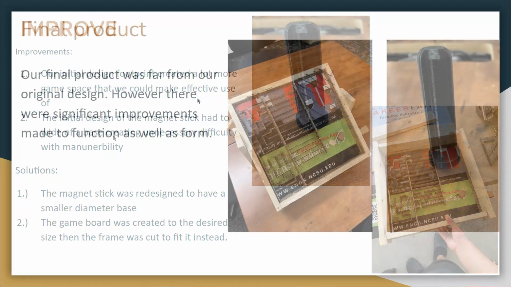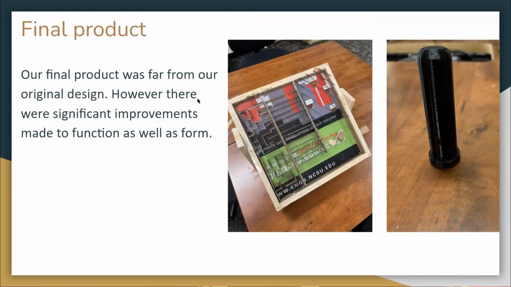So yeah. So here's just a quick view of our final product here. As you can see, it definitely turned out a lot different from our original design. However, with a lot of testing and improvising, we made it work well, and a lot of people definitely enjoyed it at FEDD Day, and we also went on to win 2nd place. So yeah, it was a great project.